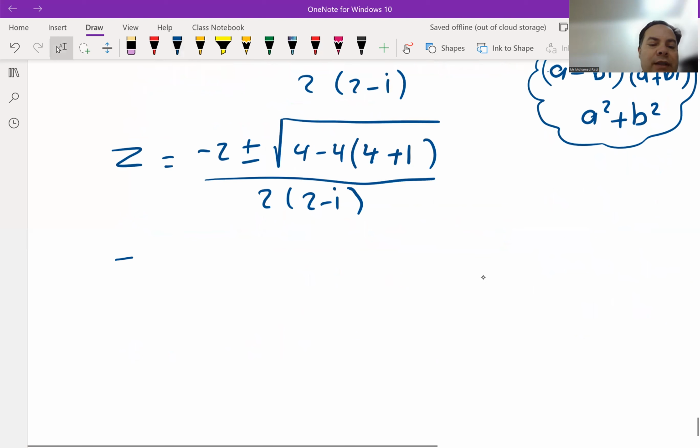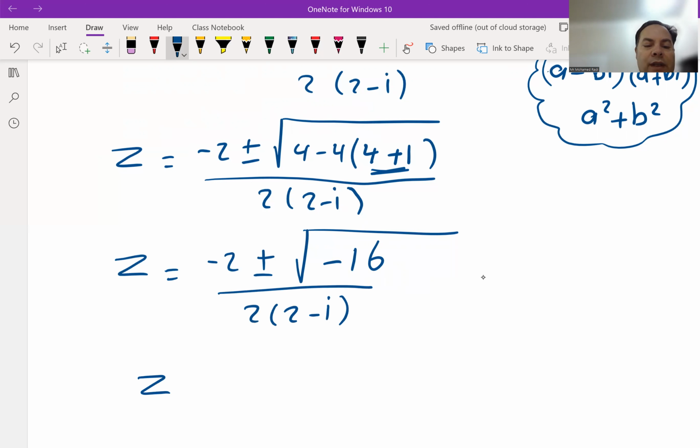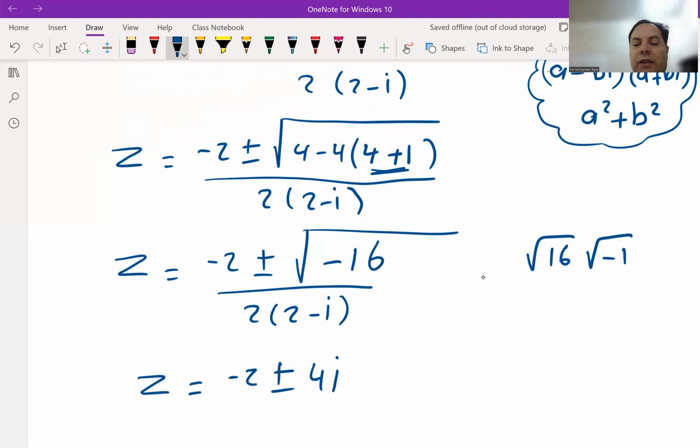Simplify more: z is equal to negative 2 plus or minus the square root of 4 times 5, which is 20, so 4 minus 20 will be negative 16, divided by 2 times 2 minus i. So z is equal to minus 2 plus or minus 4i. The square root of negative 16, we can write like this: the square root of 16 and the square root of negative 1. The square root of 16 is 4, the root of negative 1 is i. So it is positive or negative 4i divided by 2 times 2 minus i.